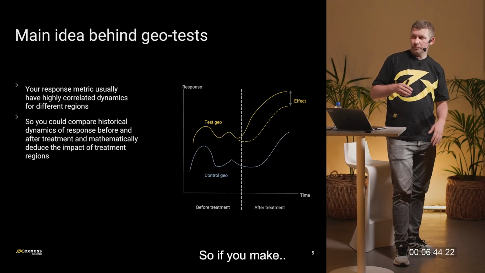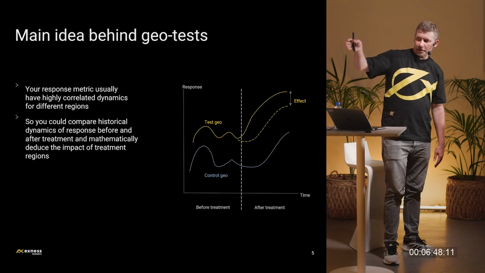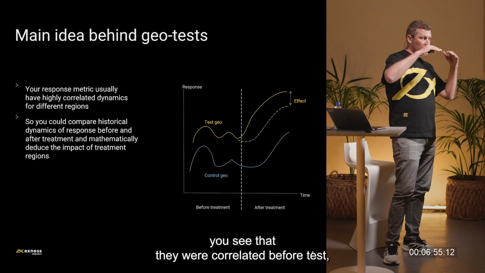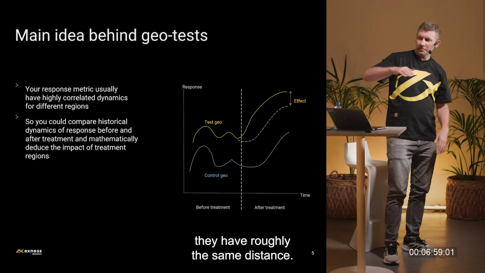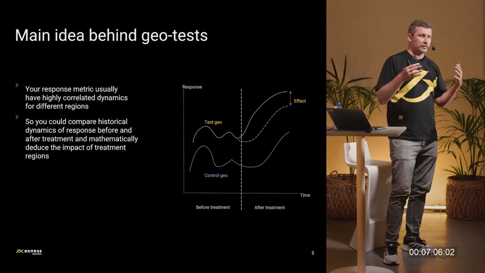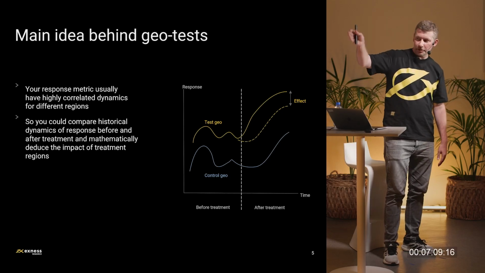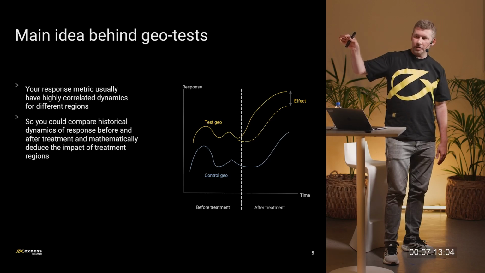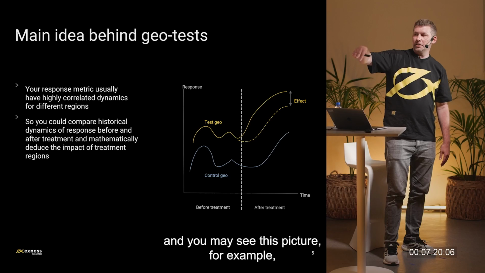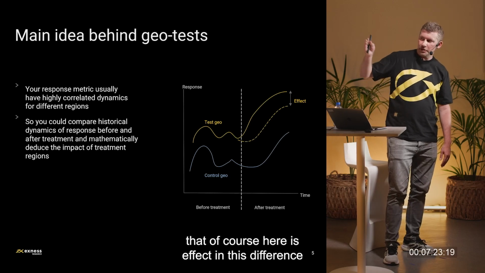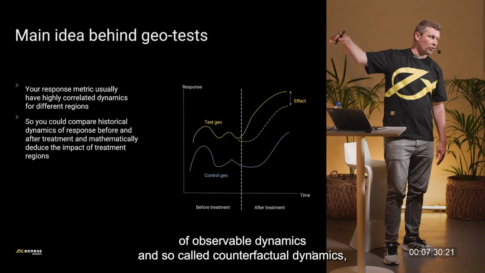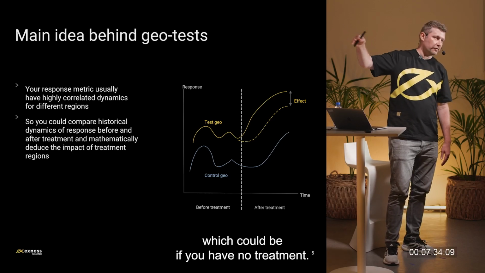If you take this difference after you conducted the test, you see that they were correlated before the test. They have roughly the same distance. So you may think that if you had no treatment, you would observe these correlated dynamics even further in the test period. You plot this, and you may see in this picture the difference between the observable dynamics and the so-called counterfactual dynamics, which would occur if you had no treatment.